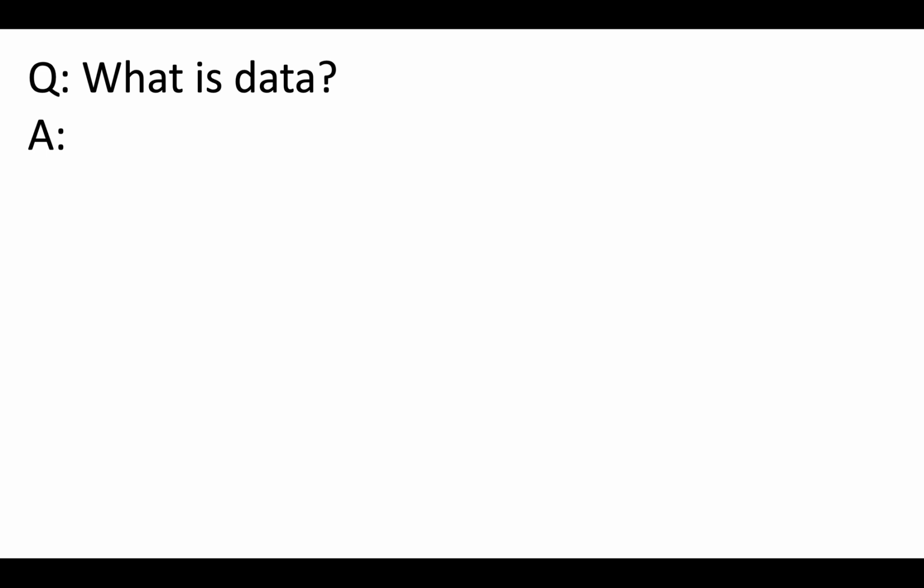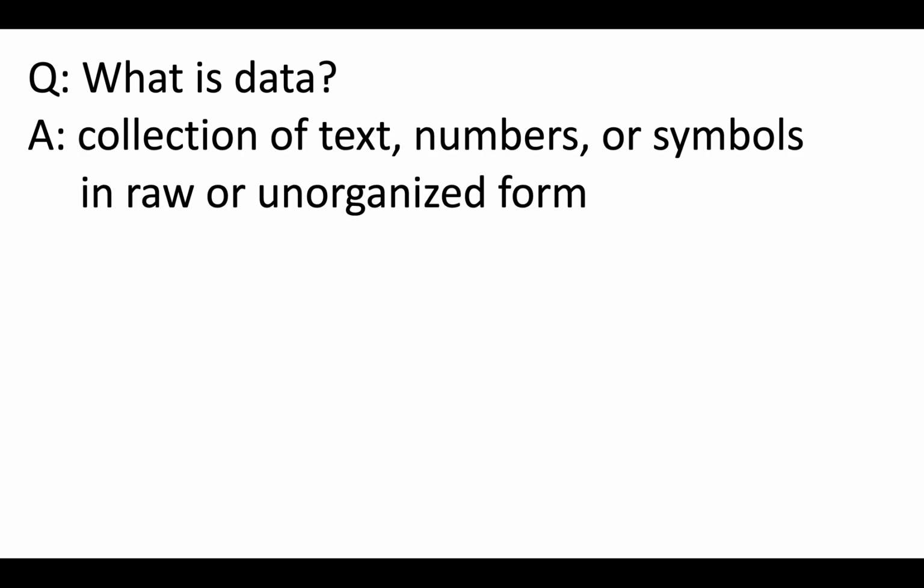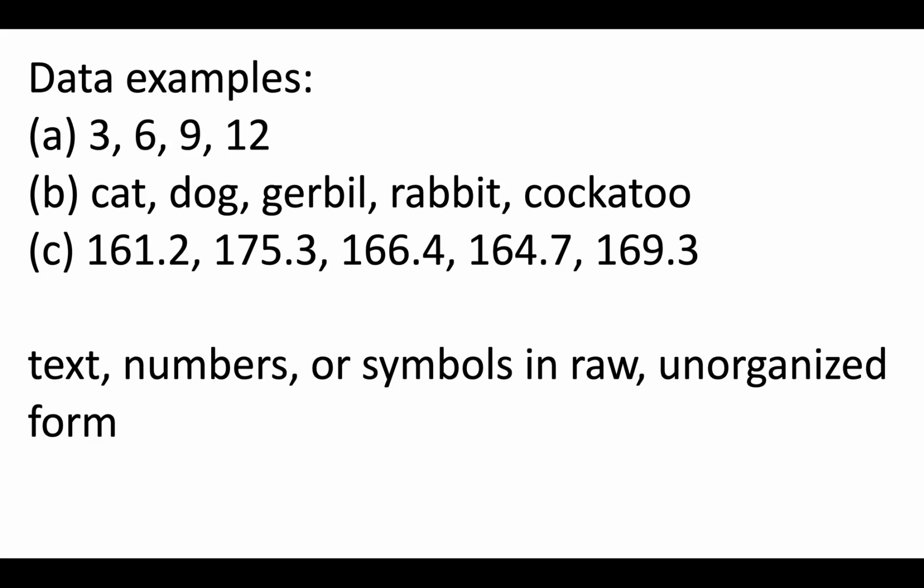First off, what is data, or data, depending on your inclination? It is a collection of text, numbers, or symbols in raw or unorganized form. I'll give you some examples. Here's three. The numbers 3, 6, 9, and 12. The different animals: cat, dog, gerbil, rabbit, and cockatoo. And the numbers, I'm not going to read them out, you can read them. Again, data is text, numbers, or symbols in raw, unorganized form.